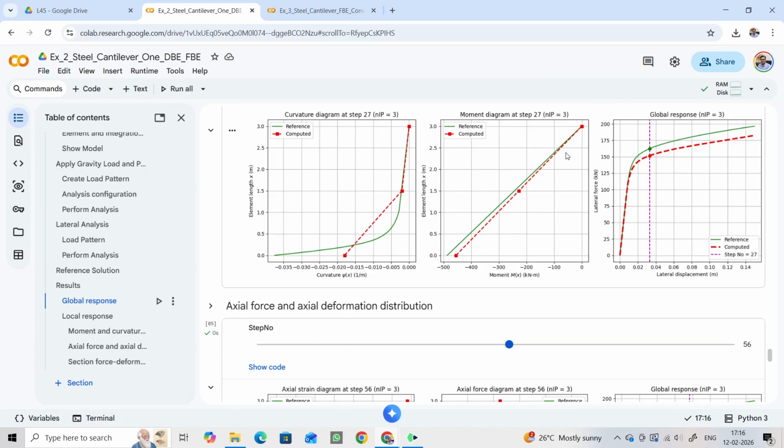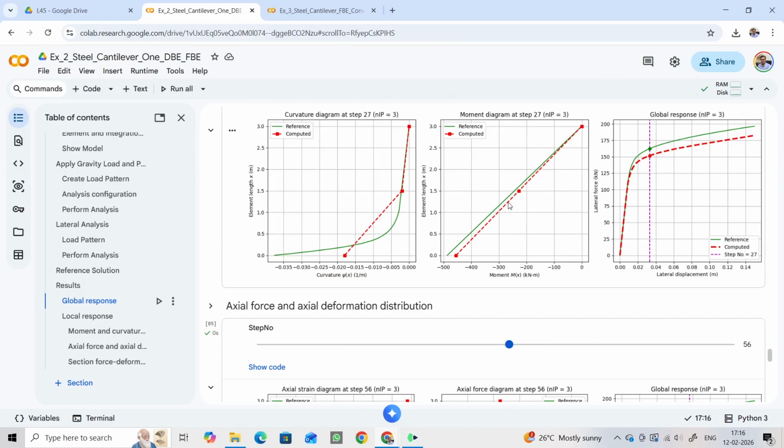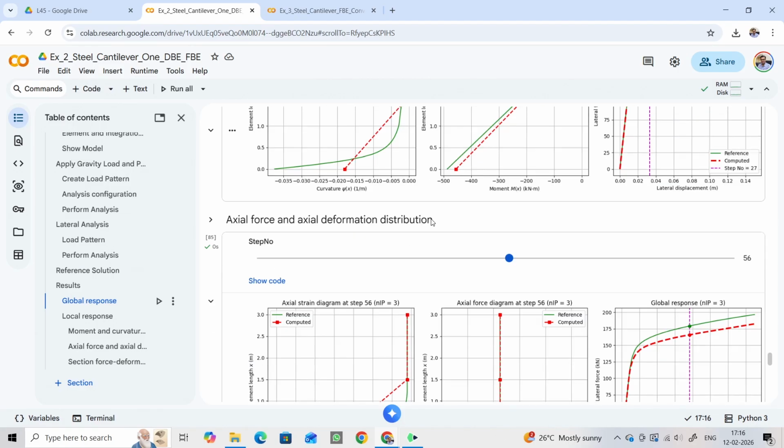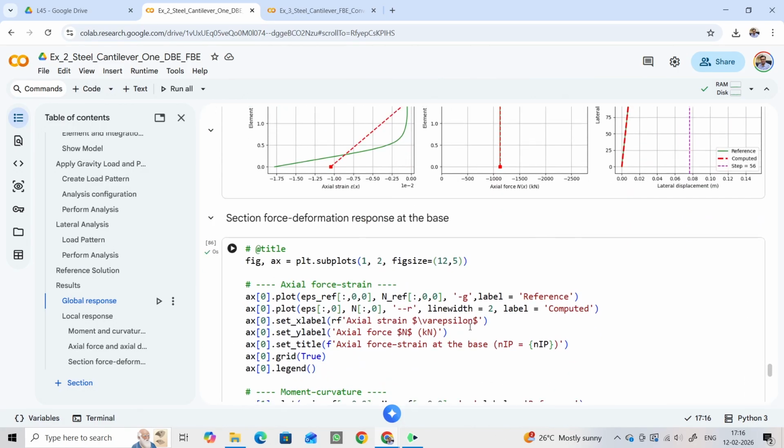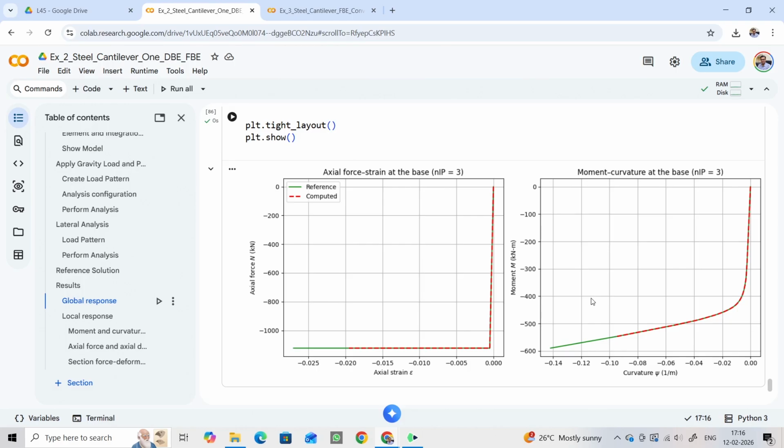Remember, in the force based element, we actually use a force interpolation function. Therefore, the bending moment distribution, which we expect to be linear, is exactly linear, that is the red, but it does not match with the correct solution because we have fewer integration points, and see the curvature variation also does not match. Similarly, you can look at the other response quantities, they are not matching well.